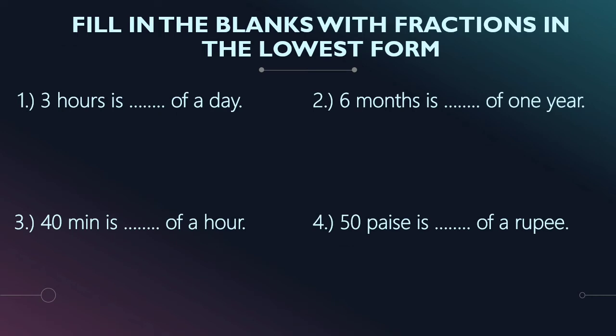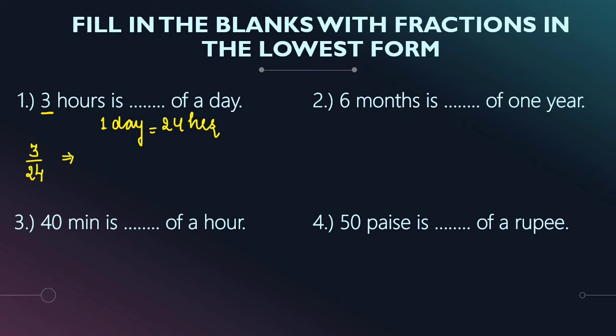In this question, we have to fill in the blanks with the fraction in the lowest form. 3 hours is dash of a day. We know 1 day is equal to 24 hours. Now, there are 24 total hours in 1 day and 3 hours are taken out of it. So, it will be written as 3 upon 24 in the fractional form.